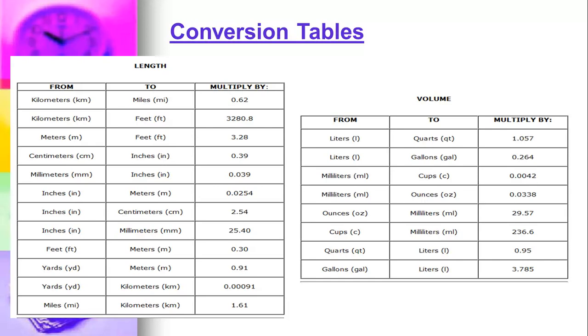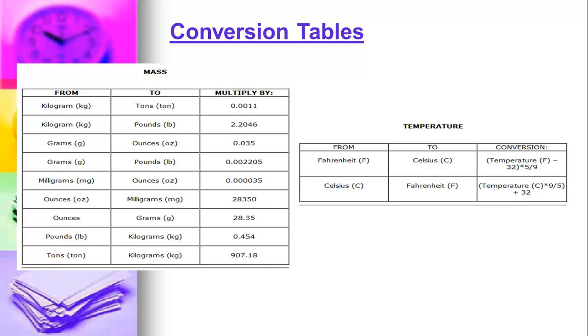Kung magko-convert ka ng kilometers to miles, you just have to multiply 0.62. Kung meters naman to feet, you just have to multiply 3.28. So, ganun lang siya gamitan yung ating conversion tables. For the mass, halimbawa, kilograms to tons, multiply by 0.0011. Okay, so ganito lang tayo mag-convert. For the temperature naman, from Fahrenheit to Celsius, we convert that by temperature yung Fahrenheit minus 32 times yung fraction of 5/9. And kapag ka naman Celsius to Fahrenheit, we multiply the temperature in Celsius times 9/5 plus 32.